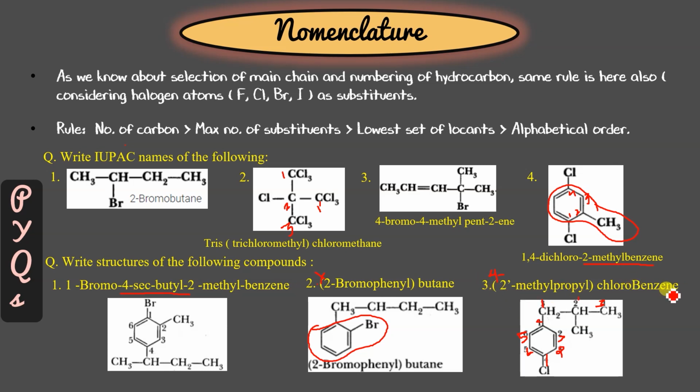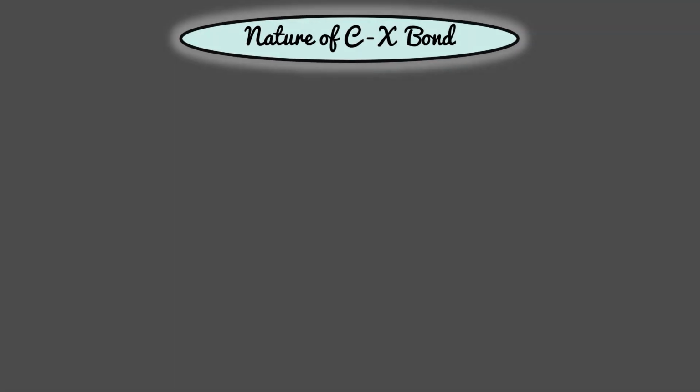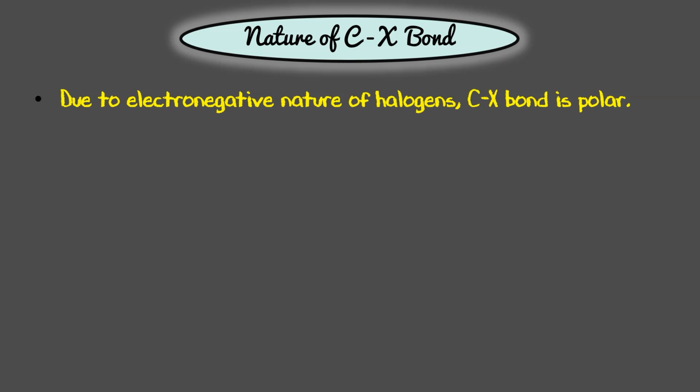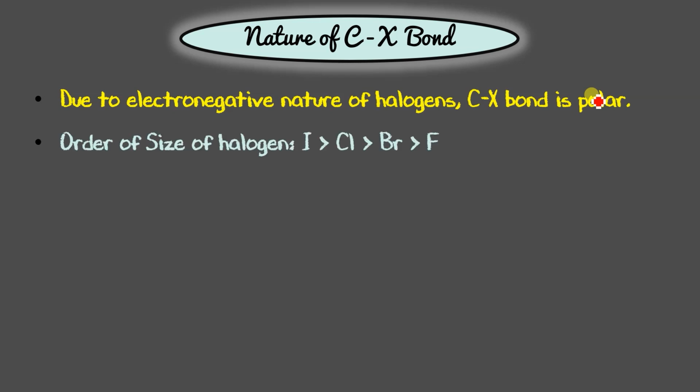Got it? Okay, so now the next topic: the nature of the C-X bond. That means the halogen and carbon bond. What is the nature of this bond? So let me explain this. Due to the electronegative nature of halogen, the C-X bond is polar. You know that it is polar because of the charge difference, because of the electronegativity difference. So since there is the electronegativity difference, that's why the bond is polar. Got it? That means it has some dipole moment.